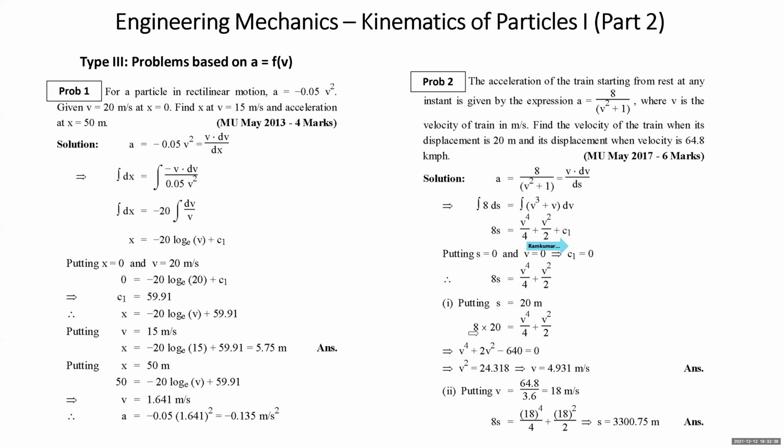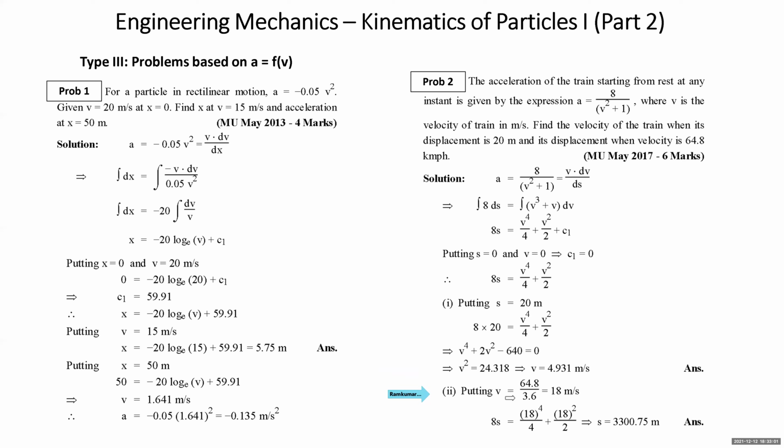Put s equal to 20 meter. Your expression of velocity comes like this. Students, at this stage, it becomes a quadratic equation for v square. You need to solve this quadratic equation using your calculator for v square. Two values will be arrived at, where one v square will be negative and one is positive. Then if you take the square root, you get v as 4.931 meter per second.